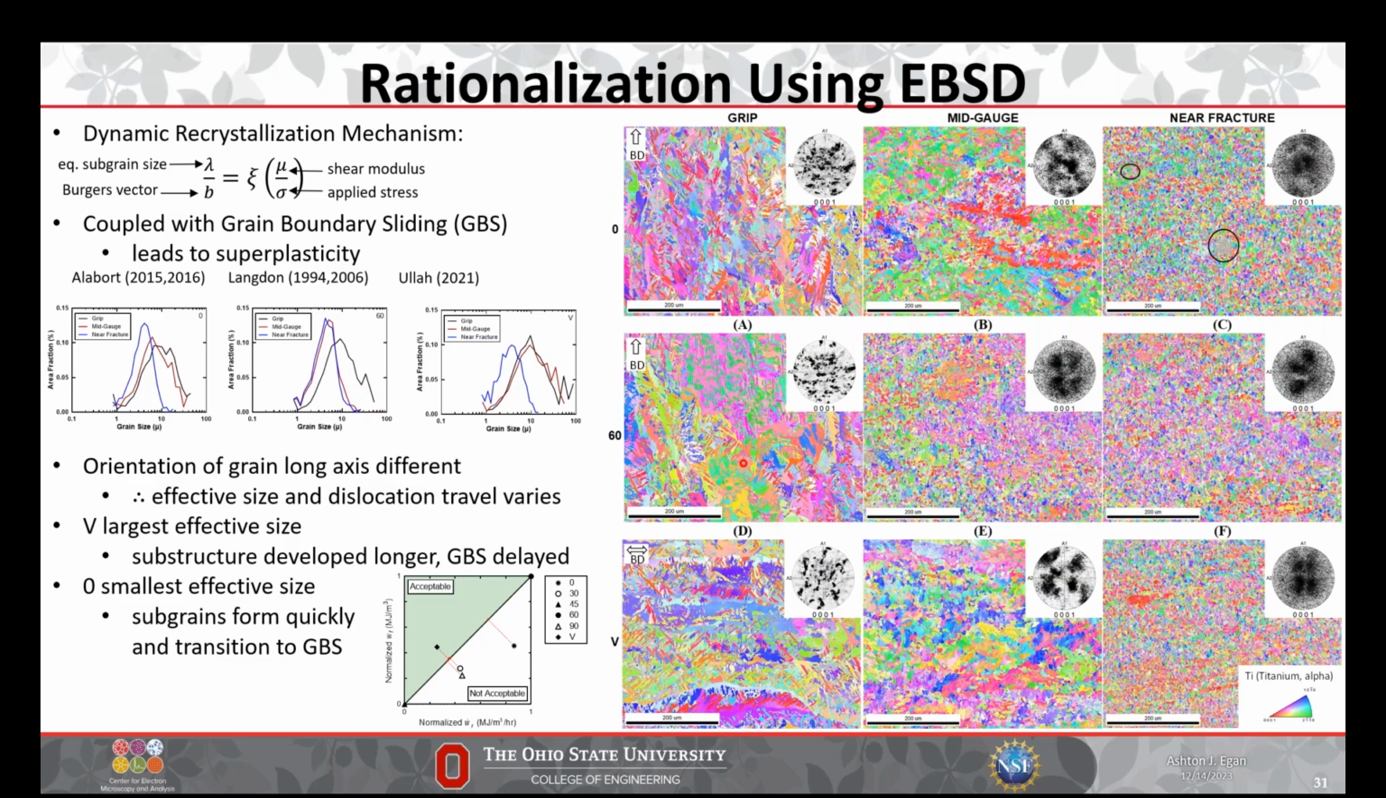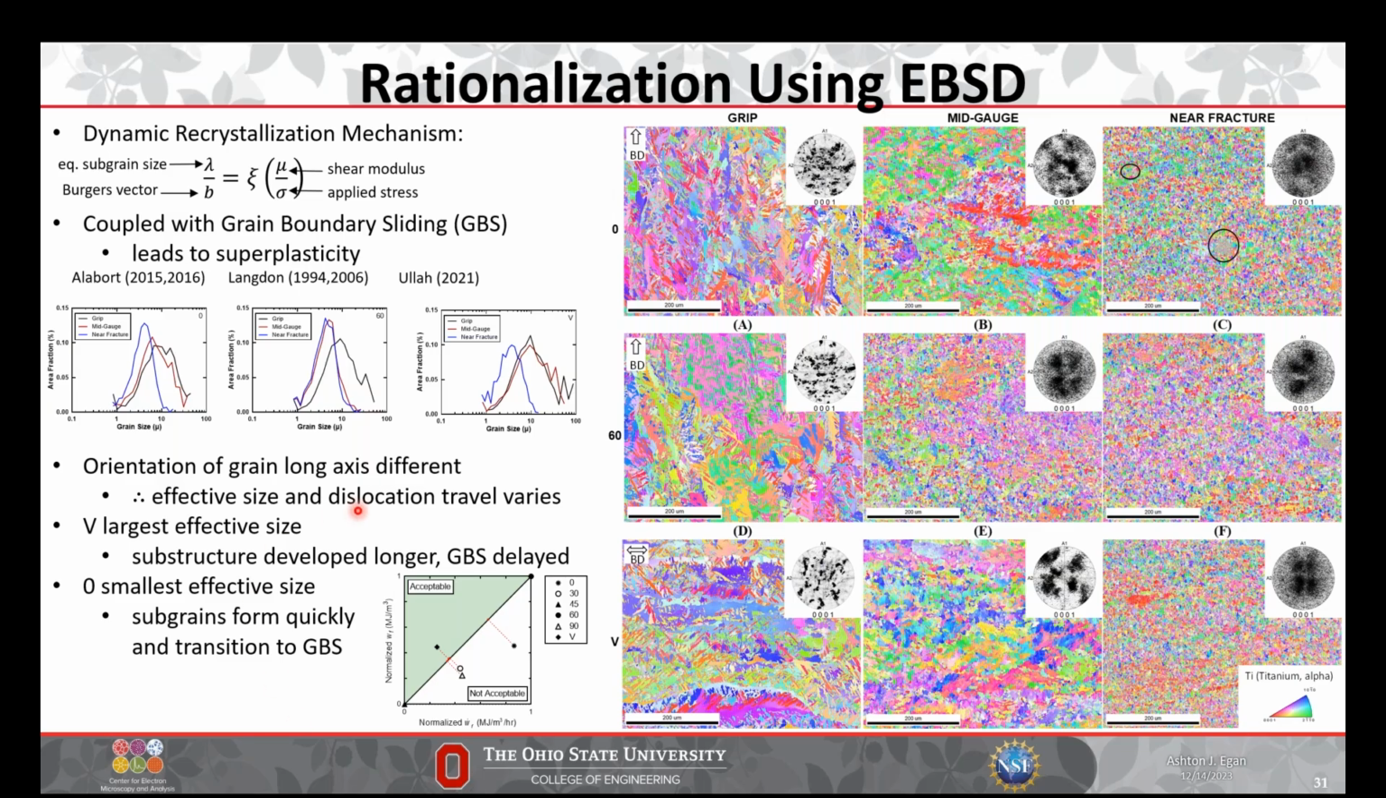And then the vertical sample, this is delayed a bit, where the substructure develops for a longer time, which you can tell between the grip and mid gauge. They're not exactly the same, but you can tell definitely the mid gauge has quite a bit less dynamic recrystallization than the other two. And then this delays grain boundary sliding, which eventually does happen if you look at the really high strain input near fracture region.